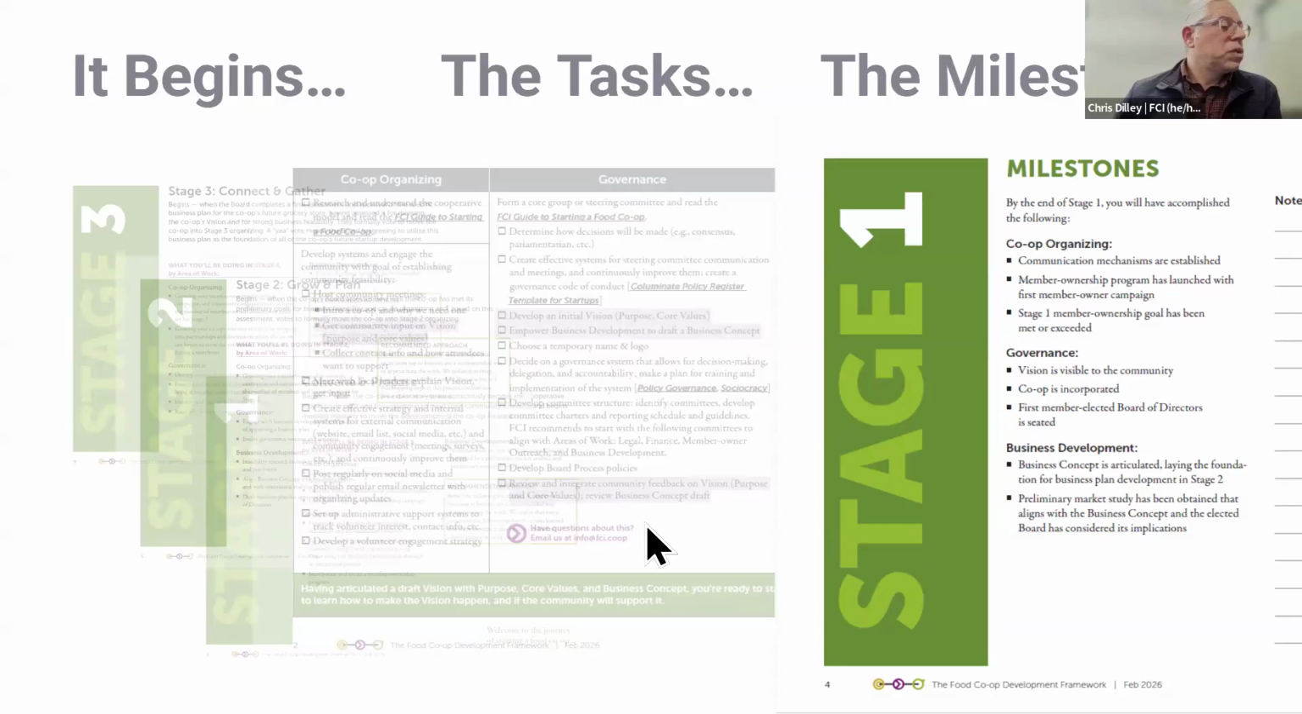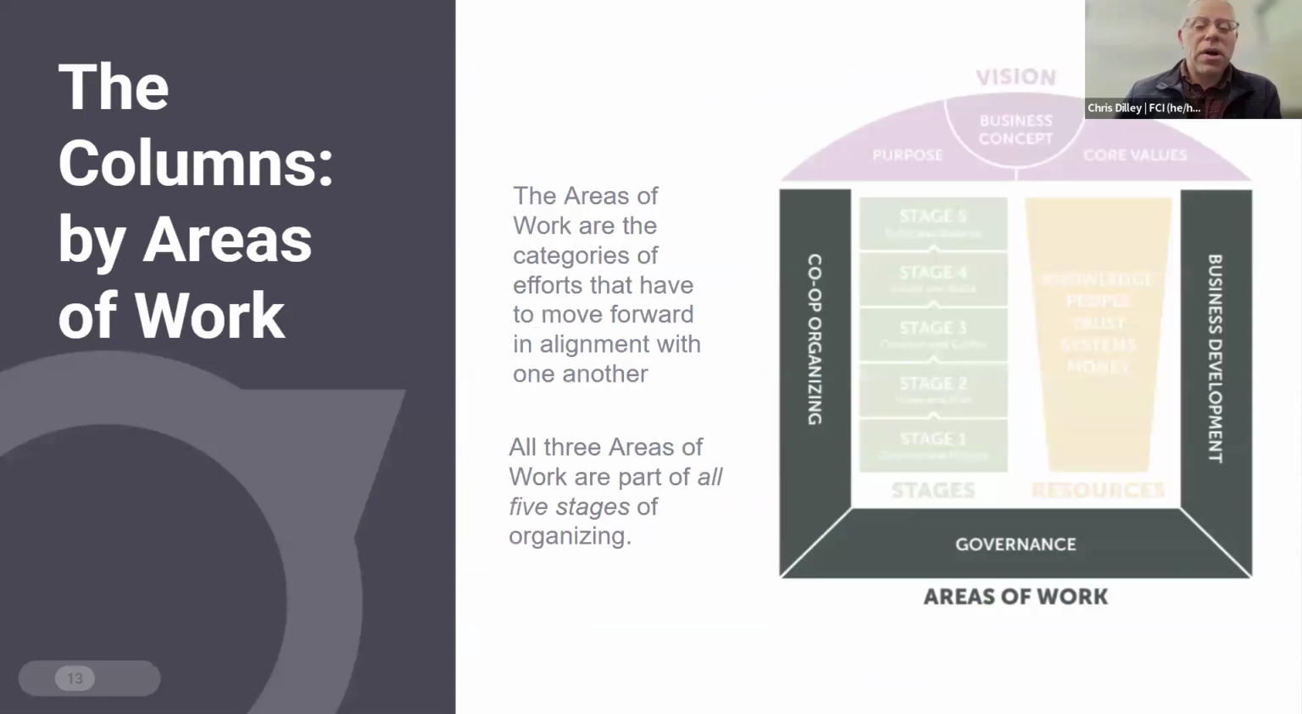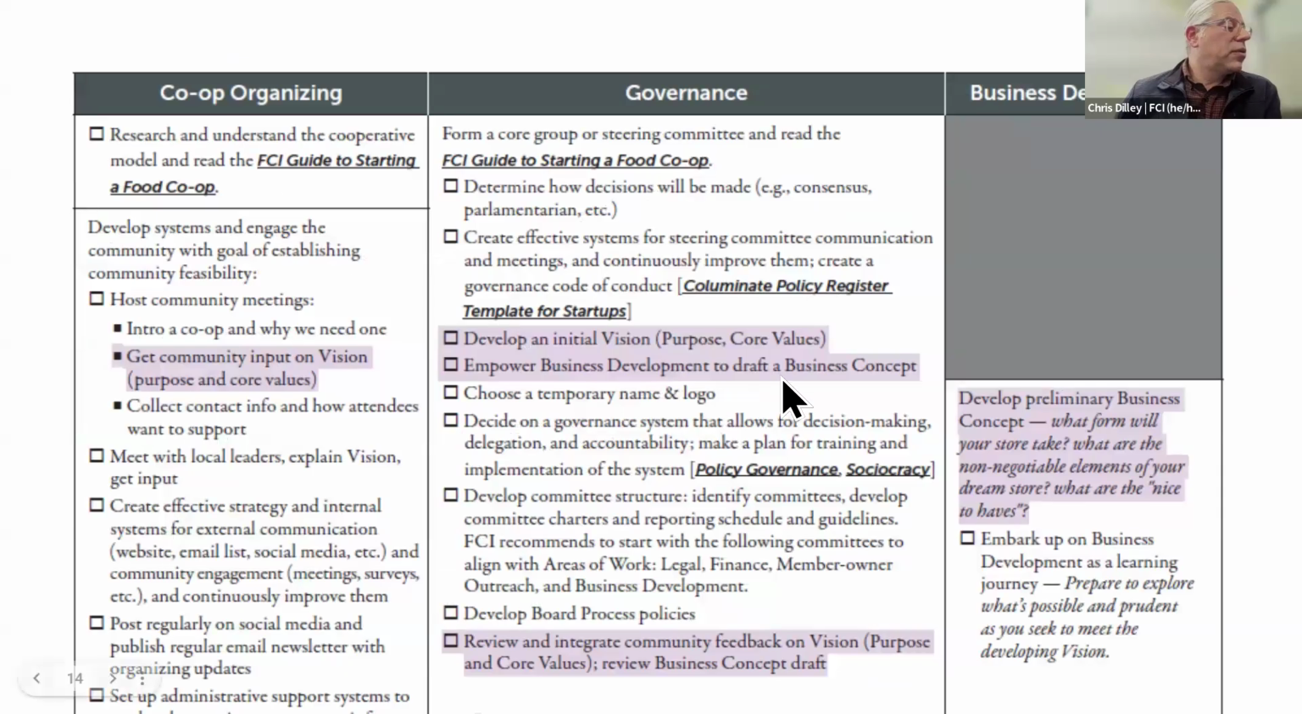Another part of how this is structured is that the columns within the task set section are organized by areas of work. So here's how that plays out. We've got the co-op organizing, governance, and business development columns, and then below that, cascading down, that list of tasks, heading from top to bottom on the page, is what you'll be focused on in terms of the specifics.